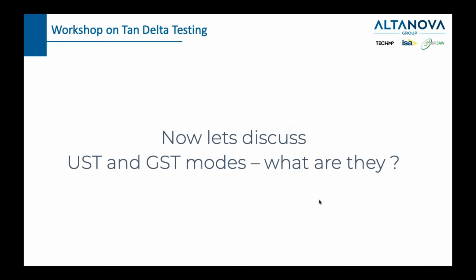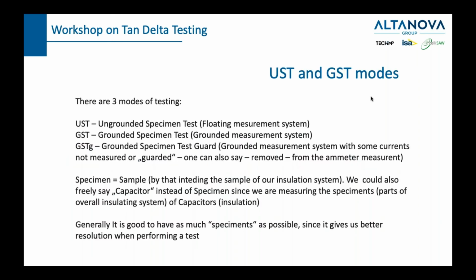Now let us discuss what we spoke about before, UST and GST modes. So what's a UST mode? What's a GST mode? Let us see how that reflects on what we are talking about today. UST is short for ungrounded specimen test, while GST is short for grounded specimen test. So UST and GST. And there is also GSTg, grounded specimen test guard. So guard means that some currents which we measure are not actually taken into consideration. So let us explain step by step what we mean by specimen. Specimen means a part of insulation.